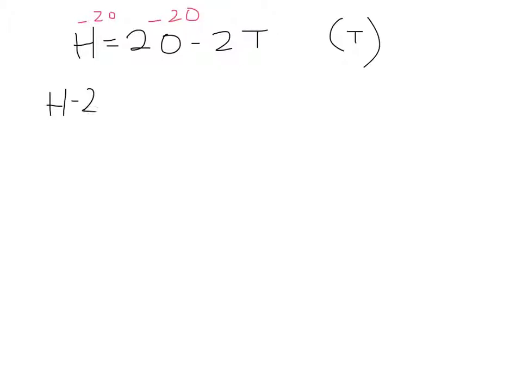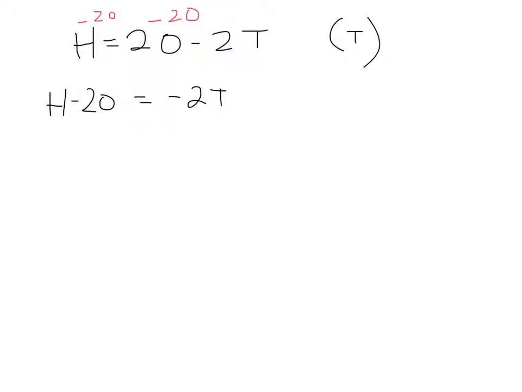The next one that we have is H equals 20 take away 2t, and here we want to make t the subject. So what we need to do is to get the 20 to the other side. It's a positive 20, so we're going to take 20 from both sides. So we end up with H take away 20 is equal to negative 2t. Don't fall into the trap of losing that takeaway in front of the 2t, it must stay with it.